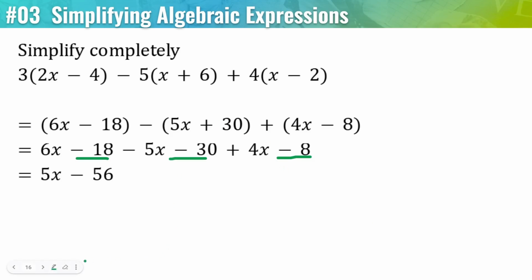So alternatively, if you do not want to multiply this negative sign straight away, you can just multiply the coefficient first, 5 times x and 6. But generally, it's going to be slower because you're going to end up multiplying it anyway.